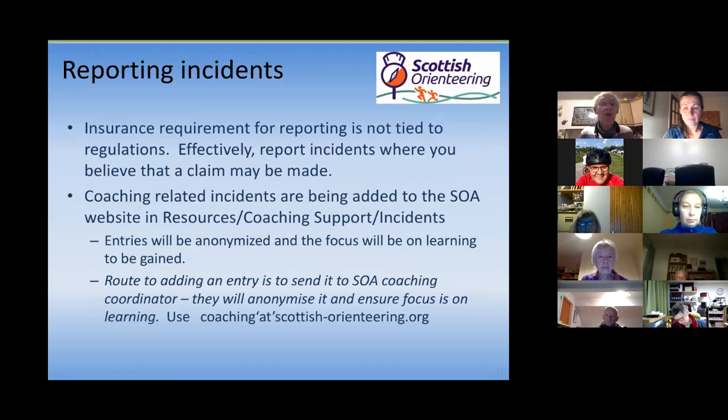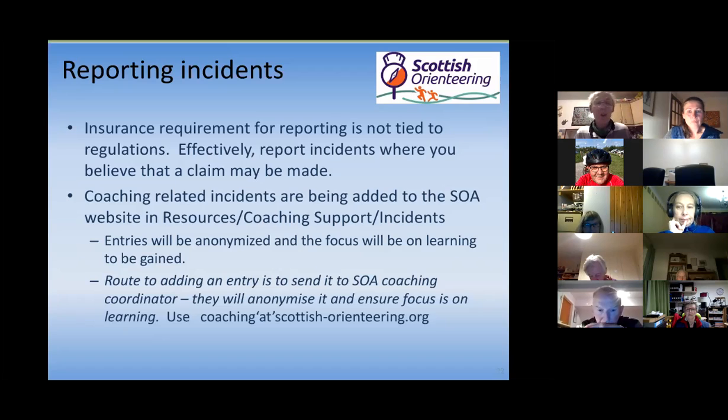With incidents, the insurance requirement for reporting is not tied to regulations, right? The regulation that sets out the injuries by the Health and Safety Executive in an industrial environment also sets out incidents, but they are sufficiently far away from orienteering that it doesn't work. Effectively, you report incidents where you believe that a claim may be made against either an orienteering club or British Orienteering, right?